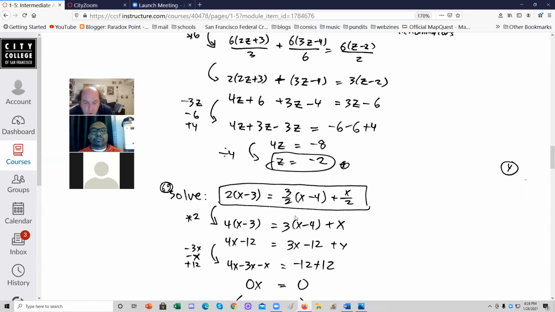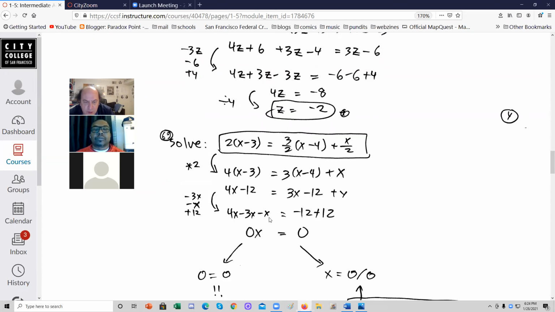Now we distribute the 4 over this and the 3 over this. 4x minus 12 equals 3x, again minus 12, plus x. Now, we'll move this 12 to the right by adding it to both sides. Move this 3x and this x to the left by subtracting them from both sides. Result, 4x minus 3x minus x equals minus 12 plus 12. Now, unfortunately, when you simplify, what happens is you get 0x equals 0. And now we're in trouble.